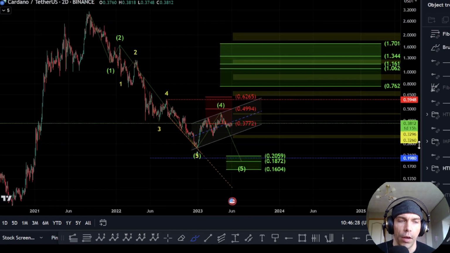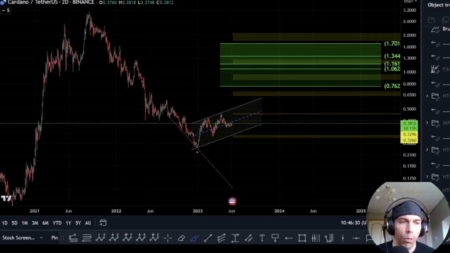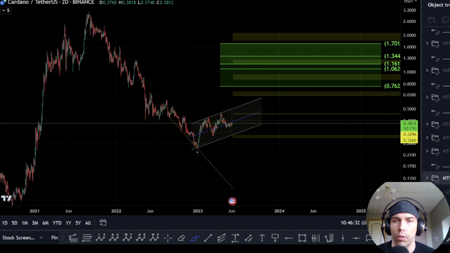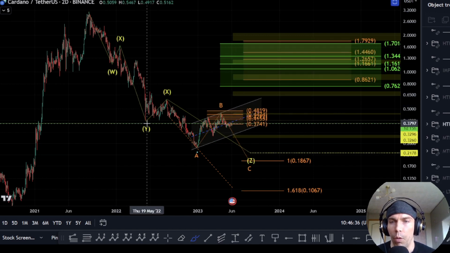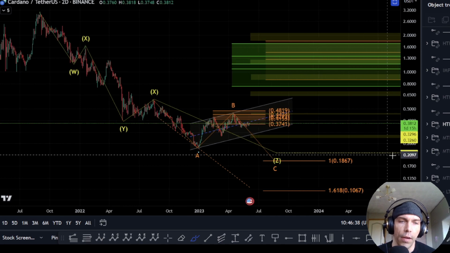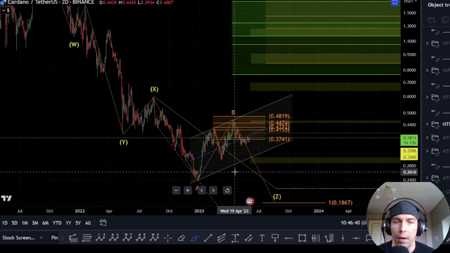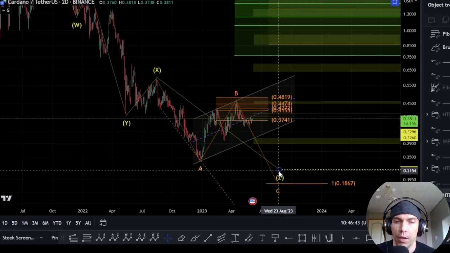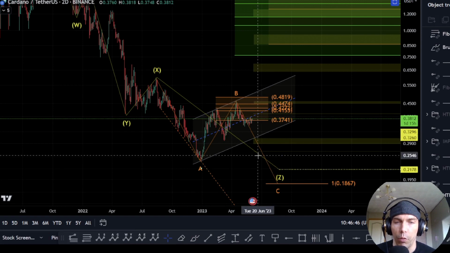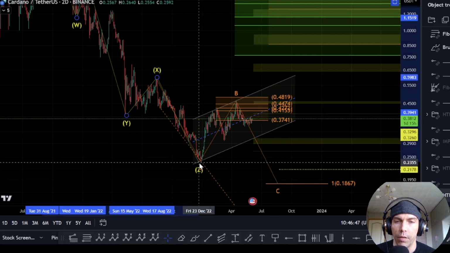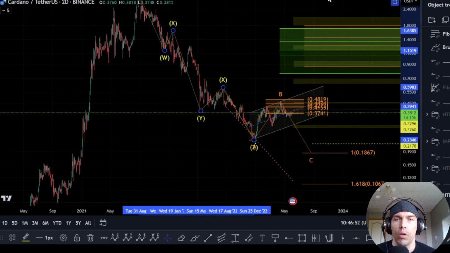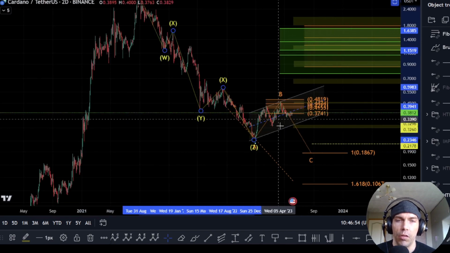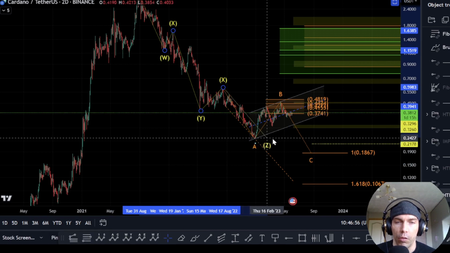Now, if we are looking at this in a different way, what we could argue here is that we could see this move play out as a W, X, Y, X, and a Z. The key thing here is that if we're looking at this in this manner, we could, technically speaking, have completed this Z wave already. If we've completed this Z wave, this would actually indicate that this could be a completed correction here, and we could actually be looking to break to the upside. So we need to be aware that there is that potential.